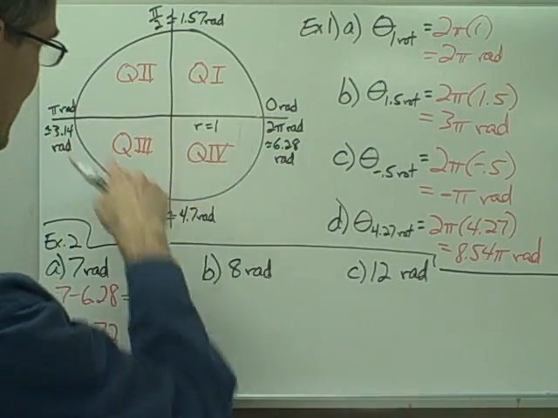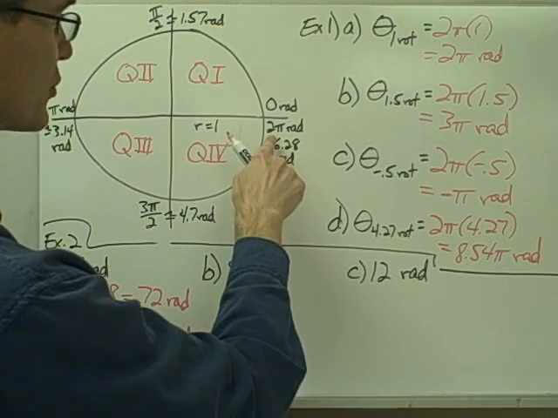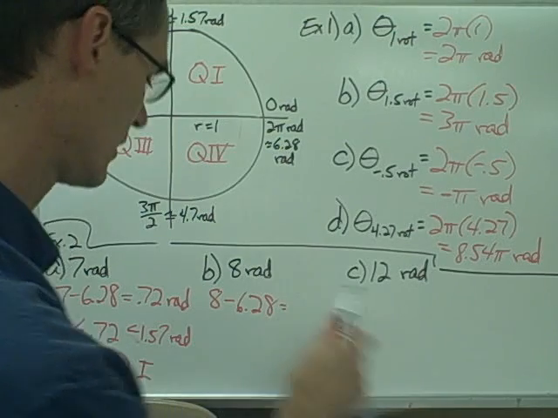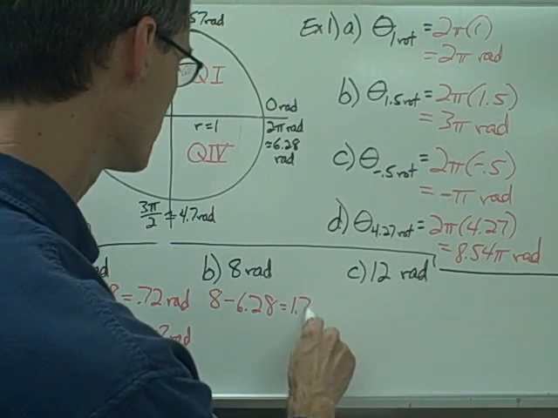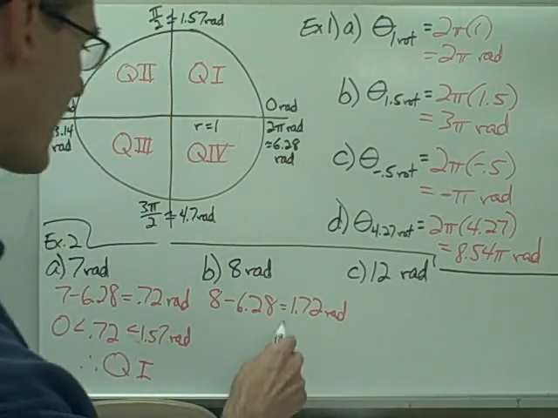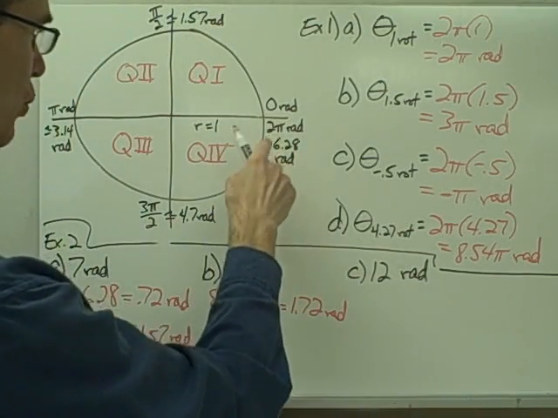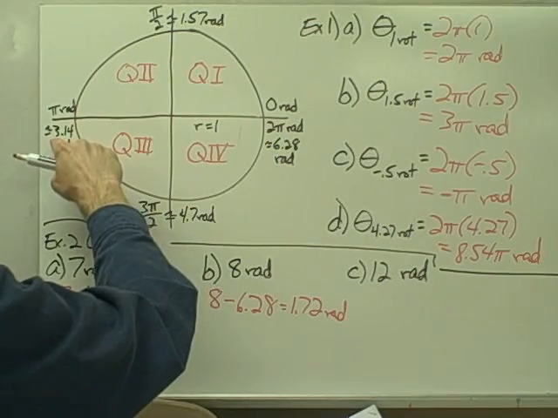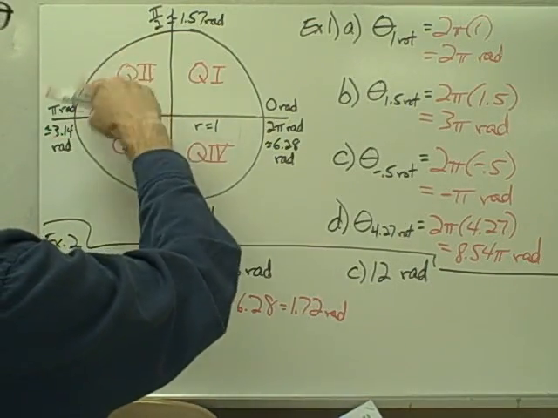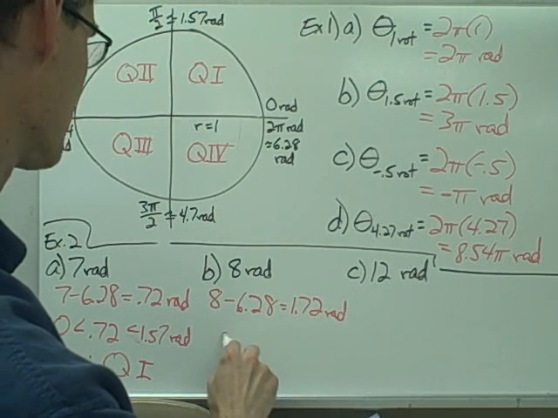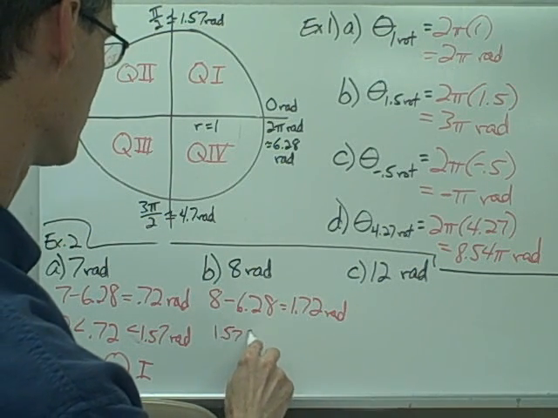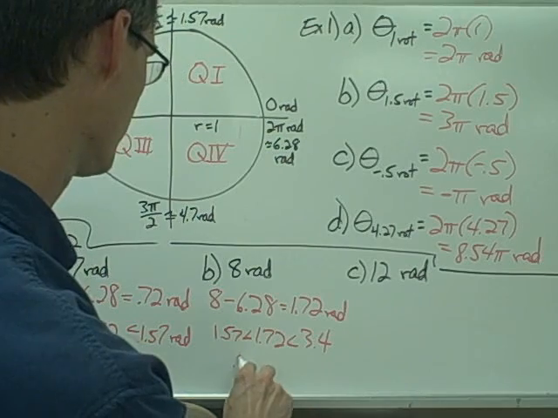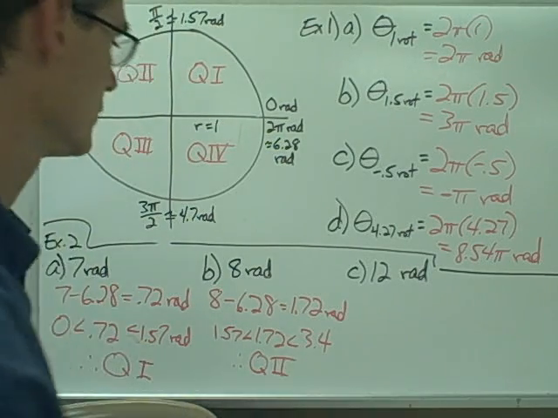So let's do what we did before, which is let's subtract out 1 full rotation, or subtract out 6.28 radians. So 8 minus 6.28 is 1.72 radians. And so I subtract out that 1 full rotation. 1.72 radians, I see that's greater than a fourth of a rotation, but it's less than a half a rotation. So I must be somewhere in quadrant 2, because 1.72 is greater than 1.57, but it's less than 3.14. Therefore, I'm going to be in quadrant 2.